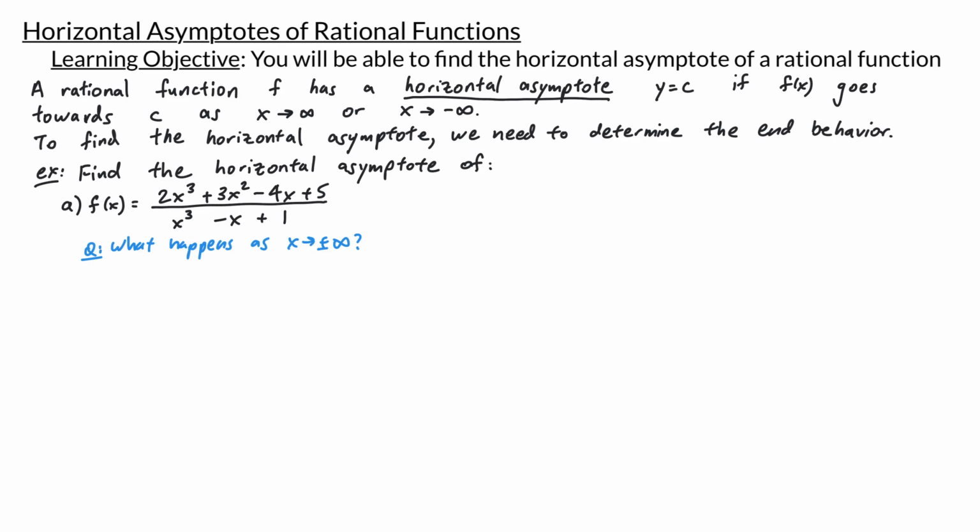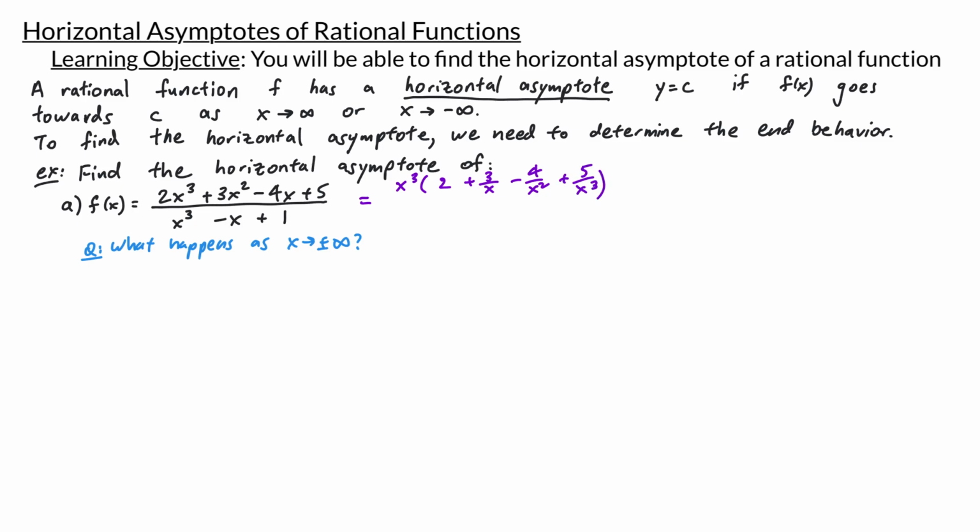So instead, we're going to rewrite it in a slightly different way. We're going to factor out the highest power of x from both the numerator and denominator. In the numerator, if we factor out an x cubed, what would we be left with? To figure out what's left, we just divide each term by x cubed. First, 2x cubed divided by x cubed just leaves me with 2. 3x squared divided by x cubed leaves me with 3 over x. Negative 4x divided by x cubed gives me negative 4 over x squared. And lastly, 5 divided by x cubed gives me 5 over x cubed.